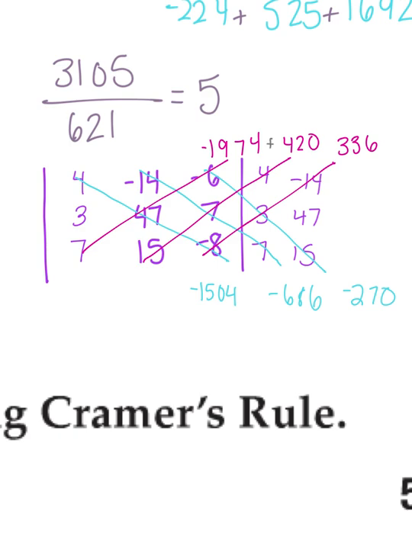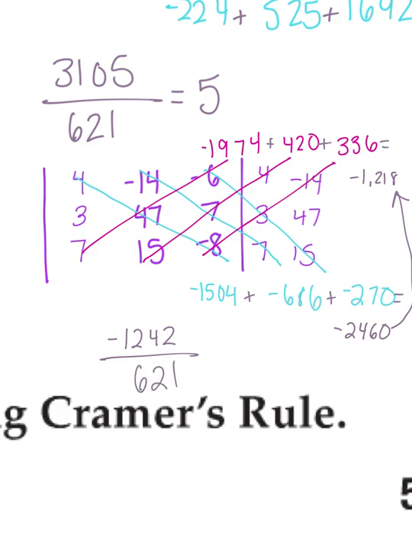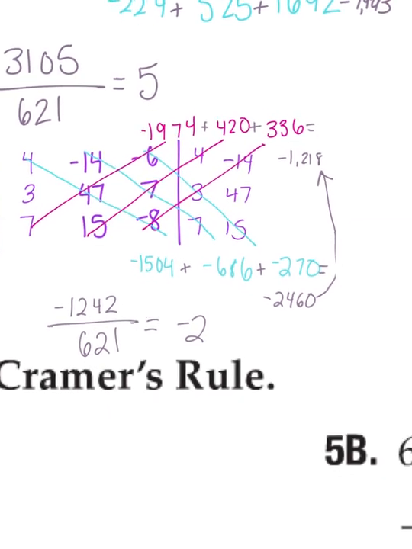Then add, and that's going to give me negative 1,218. Add, and that's going to give me negative 2,460. Subtract in this order, which actually changes this to plus basically, because you're subtracting a negative. And that's going to give me negative 1,242. Divide again by the same determinant that we found as our first one. And that's going to give me negative 2 as my y value.